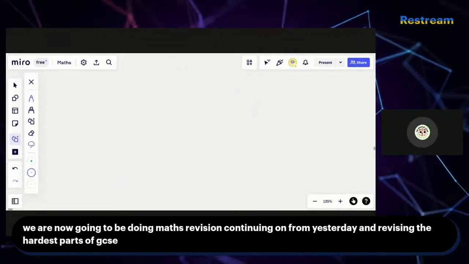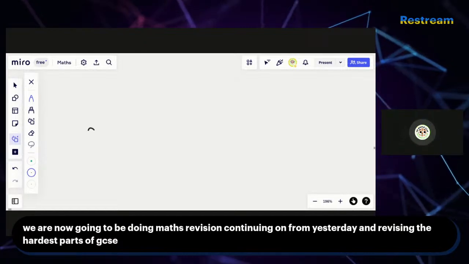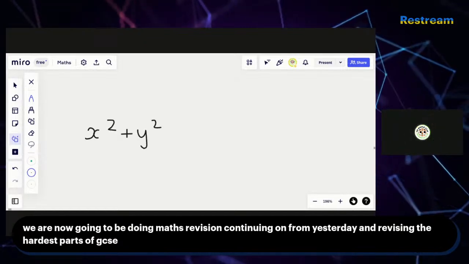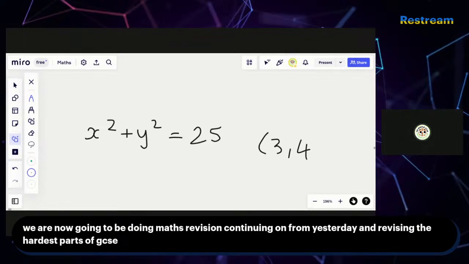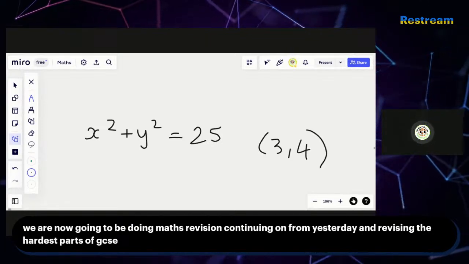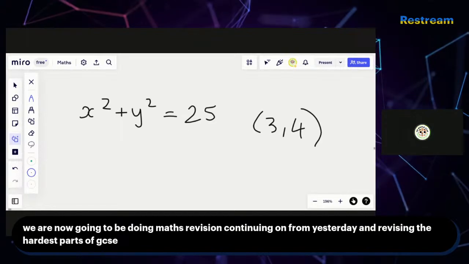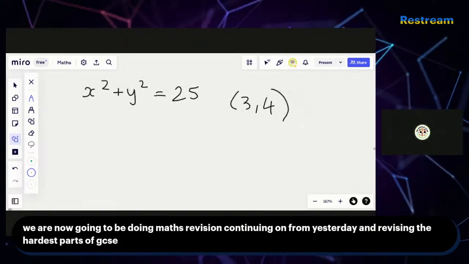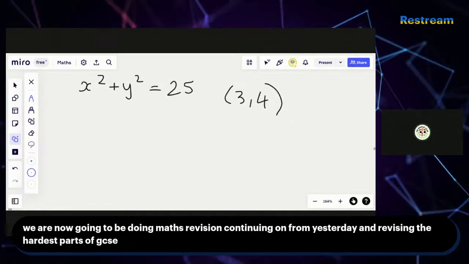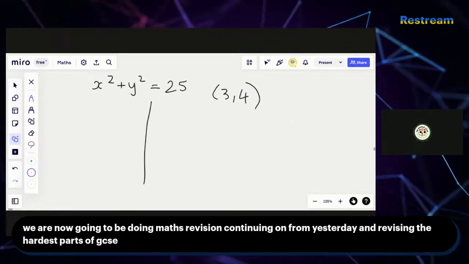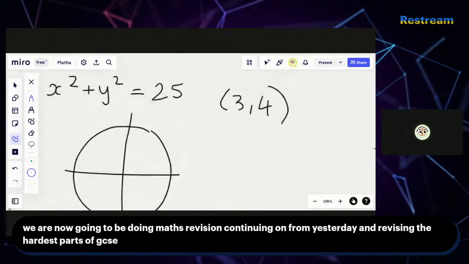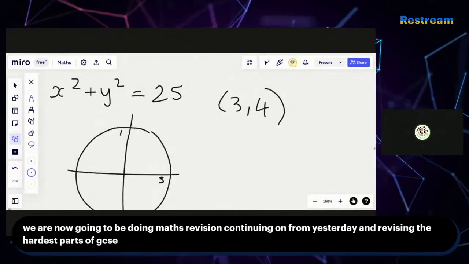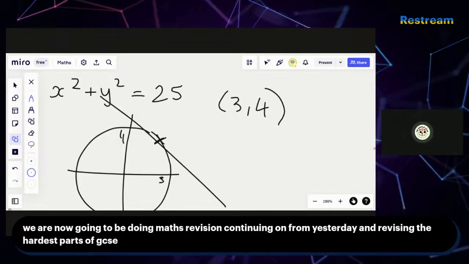Find an equation of the tangent to the circle x squared plus y squared is equal to 25 at the point (3, 4). So what we can do here is we know that the tangent is perpendicular. This circle, first of all, has its center in the middle, and we know that one point is (3, 4). This is exactly where the tangent lies.